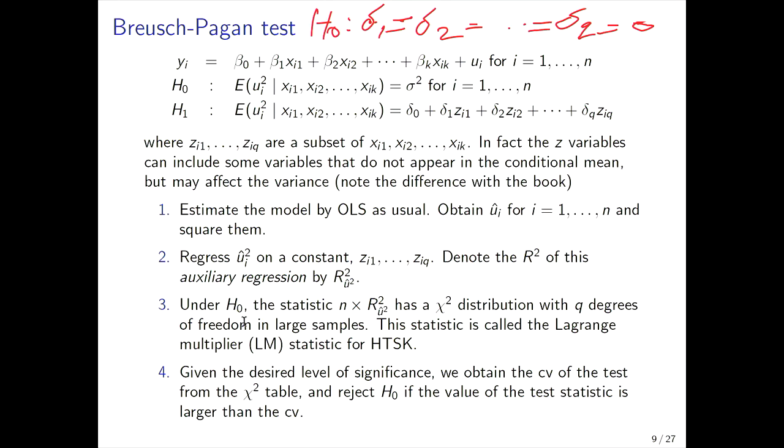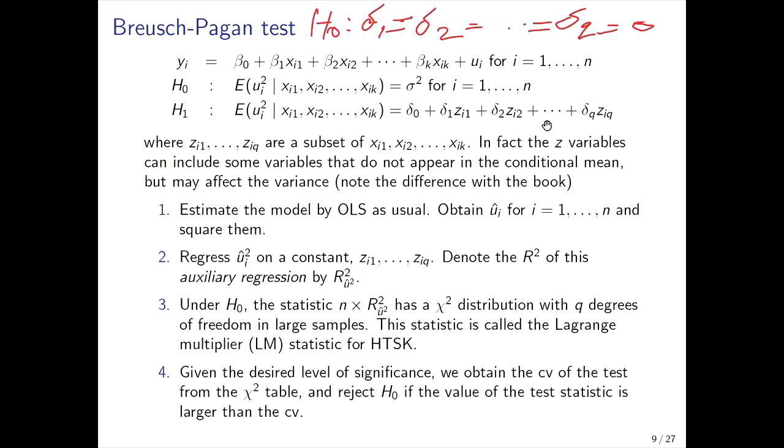Now, Breusch and Pagan proved mathematically that when the null hypothesis is true, i.e. when the errors are homoscedastic, n times the R squared that we get at step two has a chi-squared distribution with q degrees of freedom in large samples. That's the tricky part of the Breusch-Pagan test. They were able to show that under the null hypothesis of homoscedasticity, n times the R squared you get at step two has a chi-squared distribution with q degrees of freedom asymptotically, where q is the number of z's that you have in your model for heteroskedasticity.